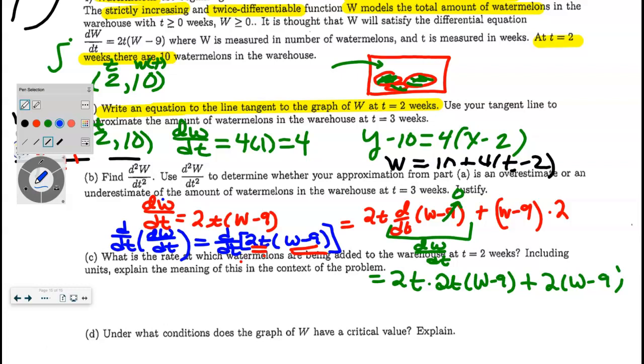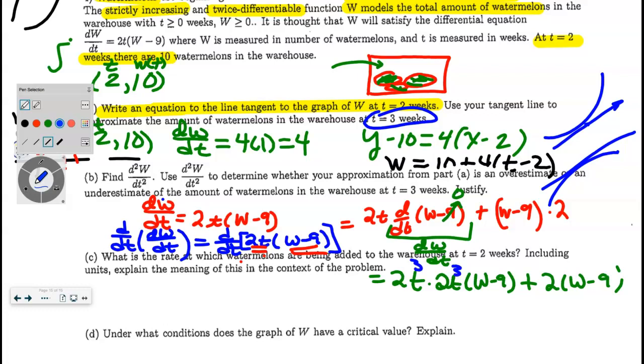So it says find d squared w dt squared, the second derivative, I did it. Use it to determine whether my approximation from part A is an over or an underestimate. So what I know is I have this strictly increasing function. It was either like that or like that. So my line was either underestimating or overestimating, correct? So what I do is I go back here and I have to decide, is this going to be positive in that area? You might say, in what area? When t is 3. That's where I want to find out the concavity right next to t equals 3. So when t equals 3, positive, positive, correct?